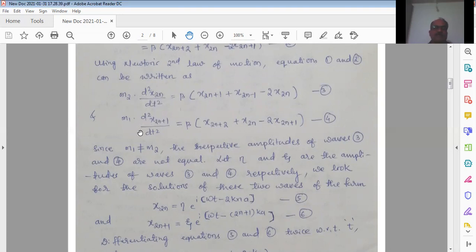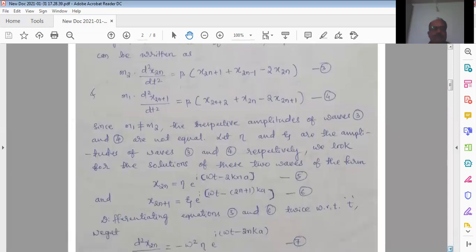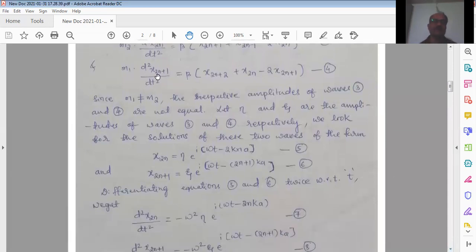Similarly, in the other equation 2, we are replacing F2 with m1 into d square x2n plus 1 divided by dt square. This is also in Newton's second law form, and the RHS is written as it is. Since the mass of one atom, m1, is not equal to that of the other atom, m2, the respective amplitudes of waves 3 and 4 are not equal. Let eta and zeta be the amplitudes of waves 3 and 4 respectively.